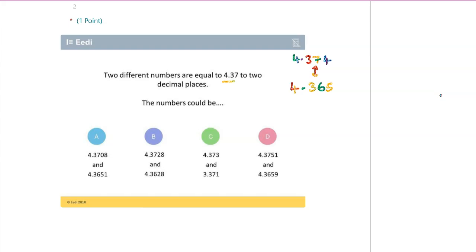4.365, well, yeah, 4.365. That 5 is going to tell me to round that 6 up to a 7. I think my answer's A. Whenever I get an answer A, I just quickly check the others anyway.